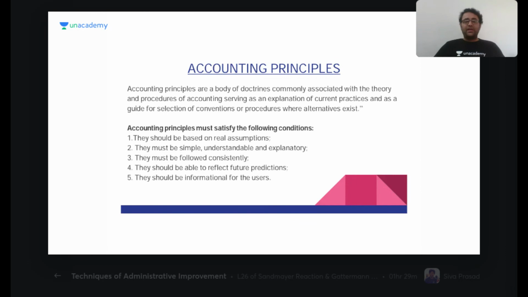They must be simple, understanding, and explanatory. They must be followed consistently. They should be able to reflect future predictions, and they should be informational for the user. So whatever principles you choose or formulate, they should have these 5 characteristics.